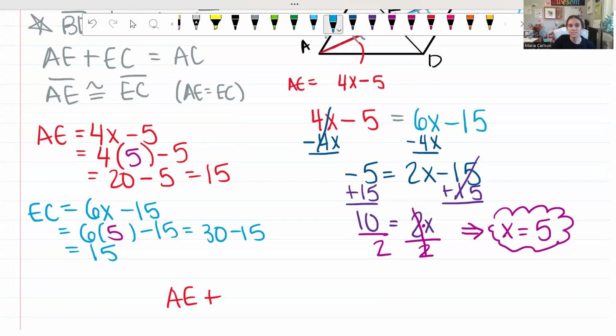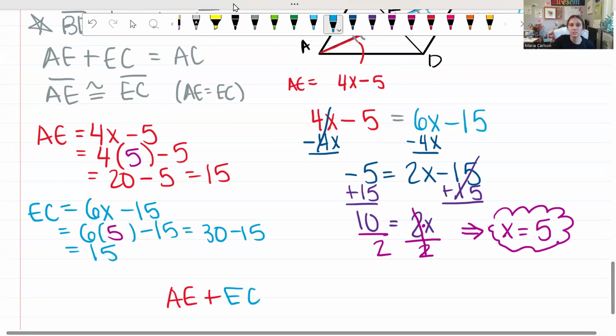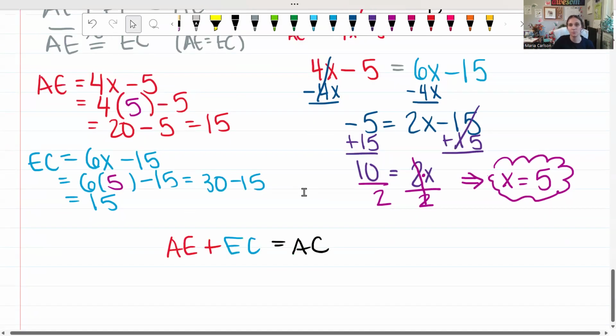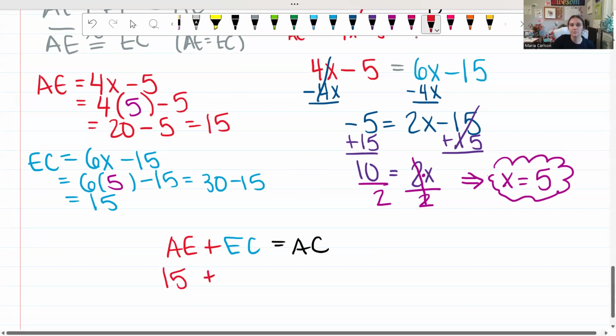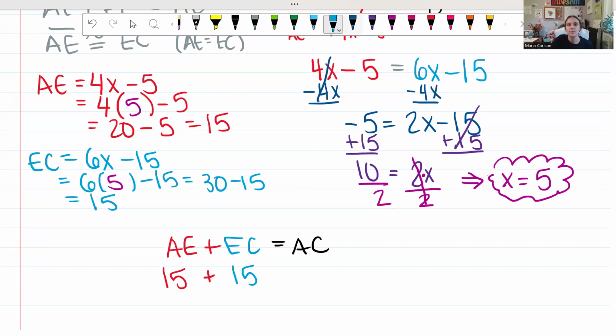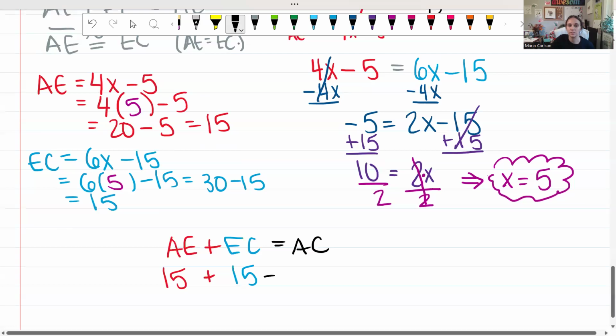Then I can add up AE plus EC or CE to give me the entire length of the segment AC, this entire diagonal. If I add up these two lengths, 15 plus 15, or 15 times 2, because 15 is 1/2 of it, that gives us 30. So AC is 30 units.